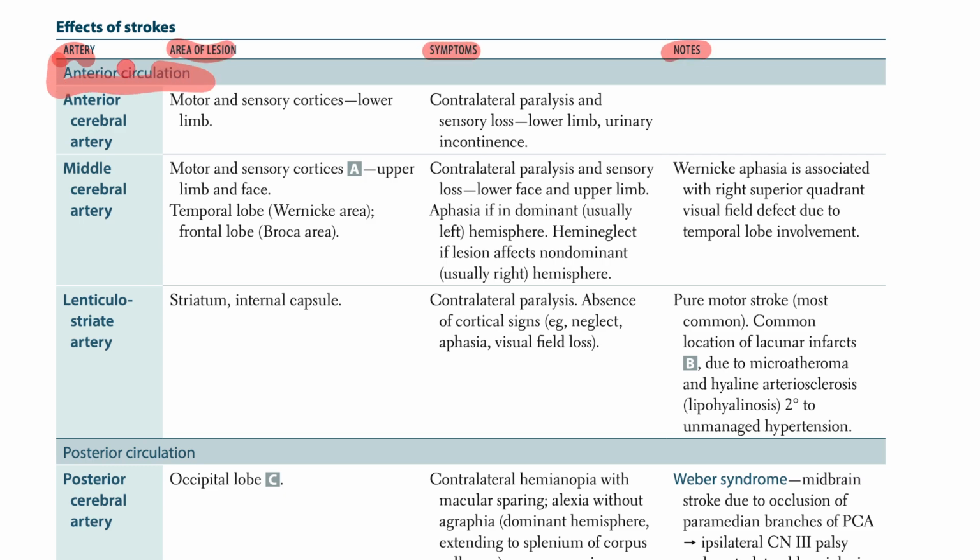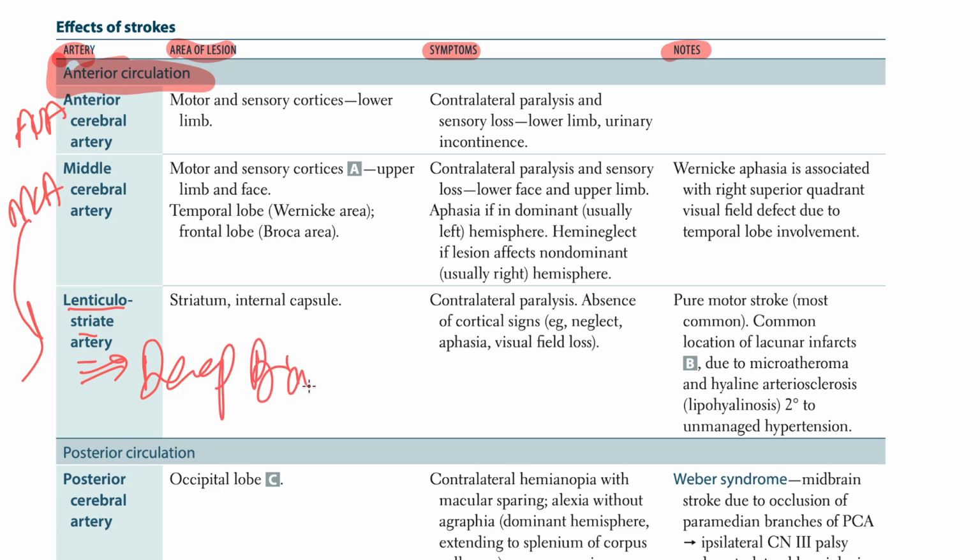Anterior circulation. Anterior circulations are your anterior cerebral artery. Let's just write this down. So ACA. And then also in anterior circulation is going to be your MCA, the middle cerebral artery. And also the last one is going to be the lenticulostriate arteries, which MCA branches off to give blood supply to the deep brain structures, which are going to be the striatum and internal capsule.